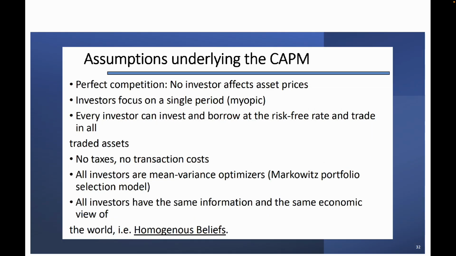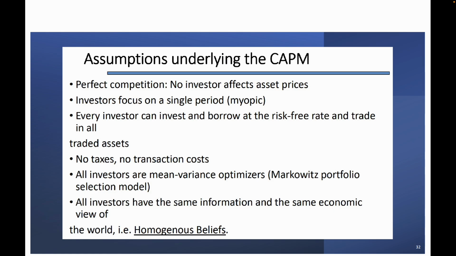Now let's talk about the assumptions of the CAPM. First, perfect competition. Like in any economics class, it means an investor cannot affect the asset price. Yeah, so if I'm selling Apple, I do not affect the price of Apple. It will not fall because of me selling. That's the assumption.